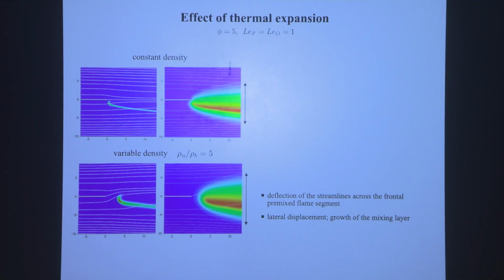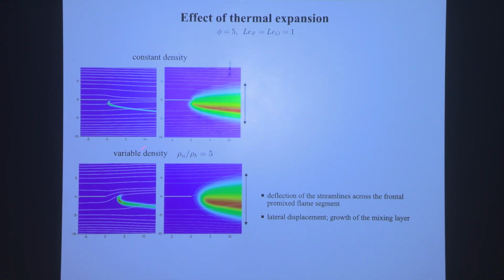A comment about thermal expansion. There are very few calculations that we are able to do with variable density, in other words, not constant density. And what you see is, here is a picture where, of course, the streamlines are deflected by the flame. Remember, this is a premixed flame, and we have seen a couple of days ago that the flow gets deflected towards the normal as it crosses the premixed flame. And that's exactly what you see in these pictures here.